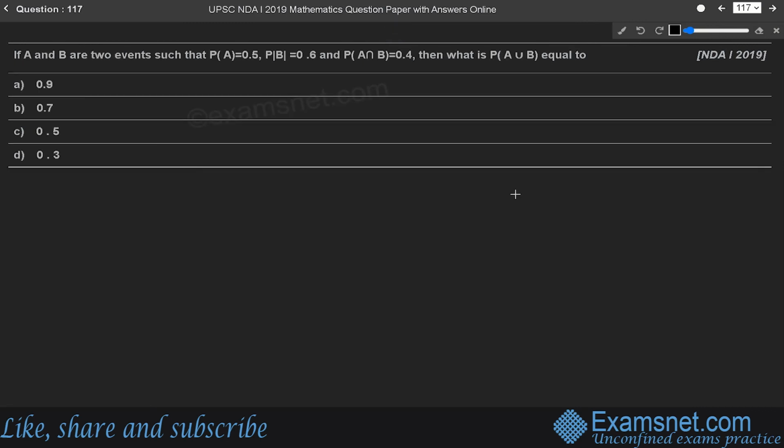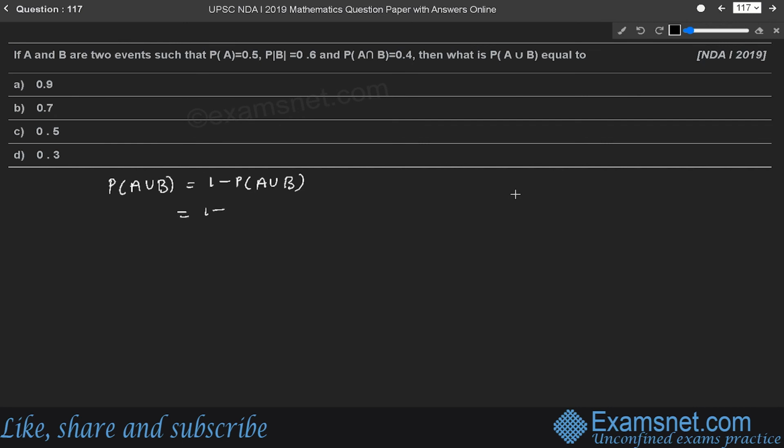Next question is, if A and B are two events such that P of A is equal to 0.5, P of B is equal to 0.6 and P of A intersection B is equal to 0.4, then what is P of A union B equal to? There is a formula in sets: P of A union B is equal to 1 minus P of A union B.